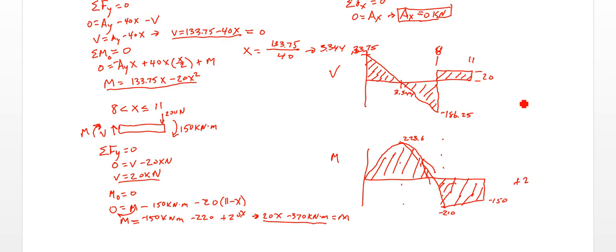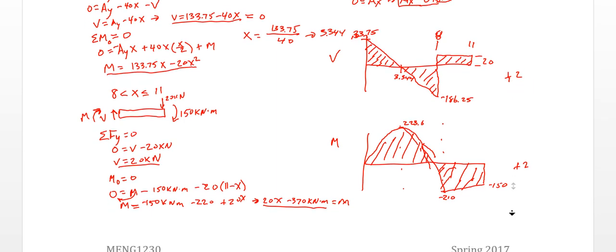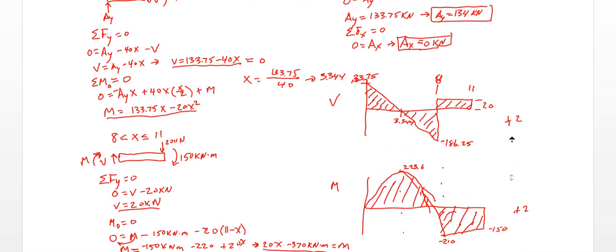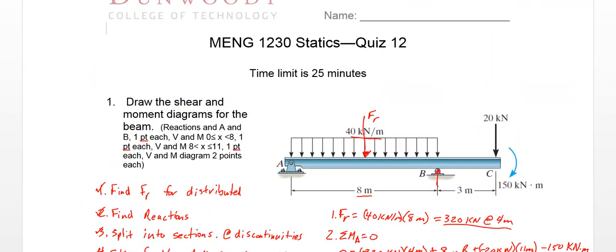So that's plus 2 for this, and then for everything else I get 1 point. So that's how we get our points. That's the solution to the quiz. So hopefully that is helpful for all of you.